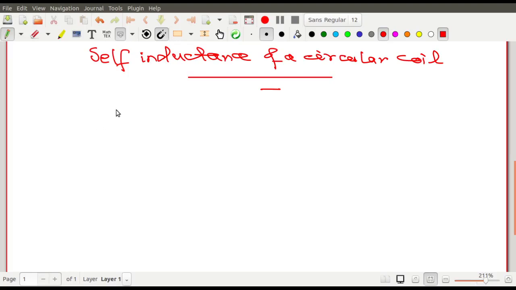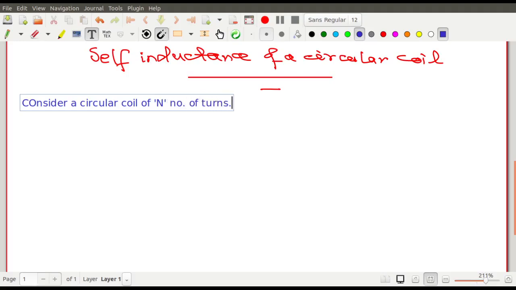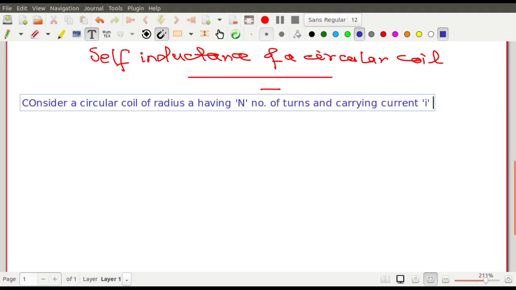Suppose this is my coil. Just write down here: consider a circular coil of radius A, having capital N number of turns and carrying current I. So this is your whole coil.